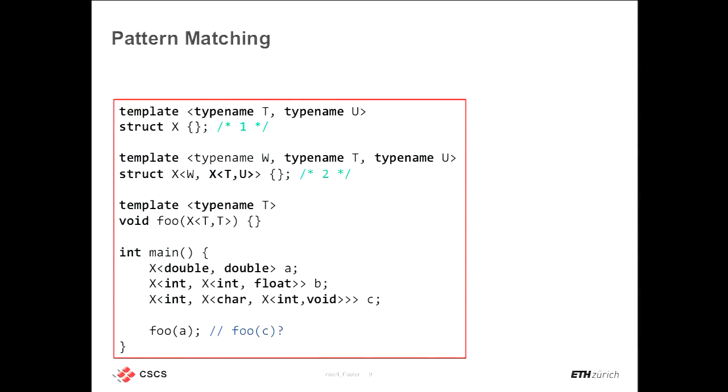Okay, let's hope that this works. Okay. So now we have a type name W. So our primary template takes 2 arguments, type name T, type name U. Now the specialization takes a type name W, whatever it is, and then X with 2 other arguments. Yeah, this works. Okay, now, what happens when I instantiate X double and double?